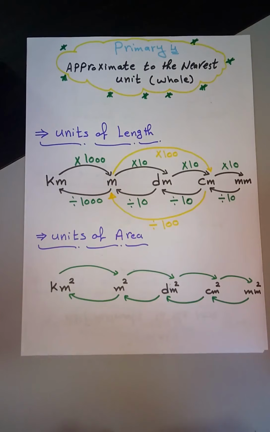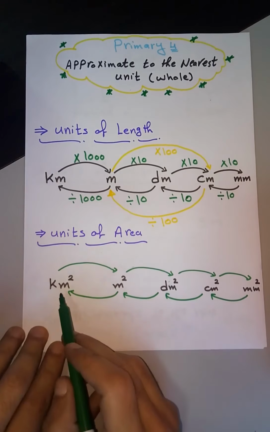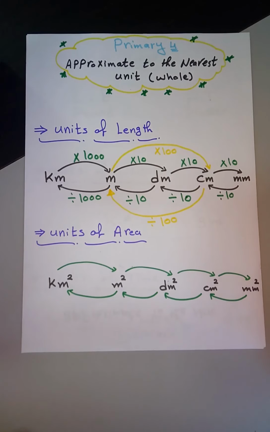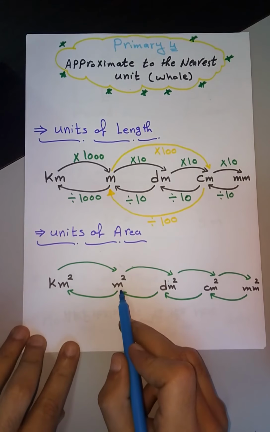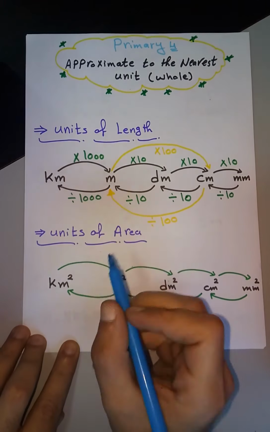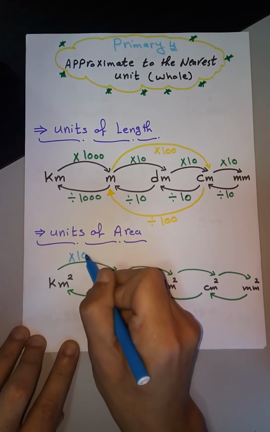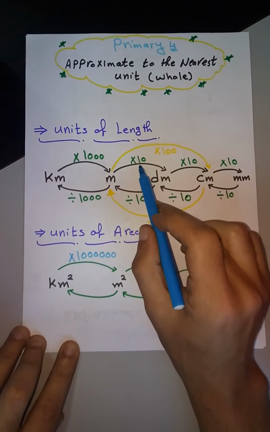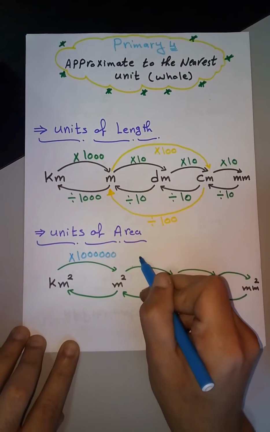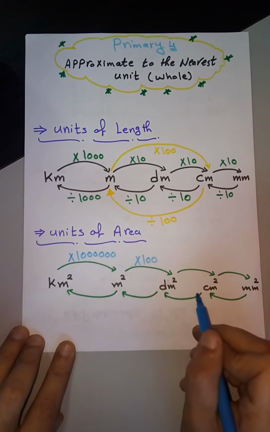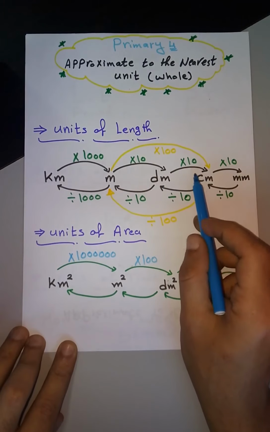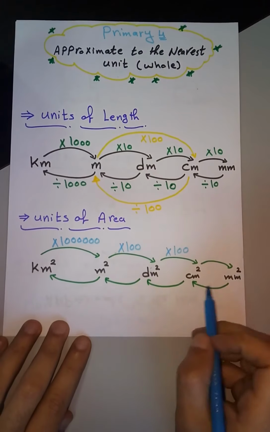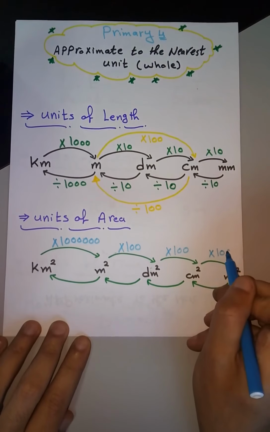The units of area are nearly equal to the units of length, but we have kilometer square, meter square, decimeter square, centimeter square, and also millimeter square. To convert from kilometer square to meter square, it was 1,000 before, so you have to multiply 1,000 by another 1,000, so it will be 1,000,000. From meter to decimeter, we were multiplying by 10, so here we multiply by 100. From decimeter square to centimeter square, from only decimeter to centimeter, we multiply by 10, but when squared, we multiply by 100. From centimeter square to millimeter square, we also multiply by 100.